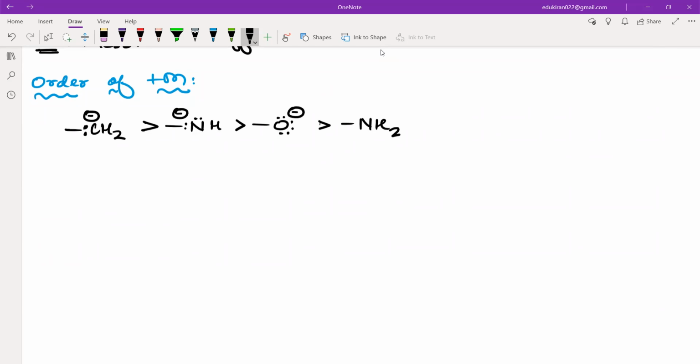Okay. So none of the electronegative elements will take a negative charge, due to electronegativity. So again, you have NH2, which is neutral, followed by NHR.